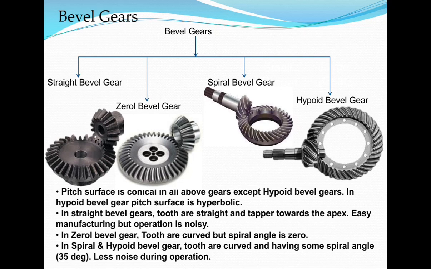So as I have already said, the pitch surface in all the bevel gears is conical in nature. In straight bevel gear, teeth are straight, and in zerol bevel gear, teeth are curved but have no helix angle. In spiral bevel gear, teeth are curved and have some helix angle. Normally it is around a 35-degree helix angle. But in spiral bevel gear, the noise is less, and efficiency is also less because the contact is more and there is friction loss.